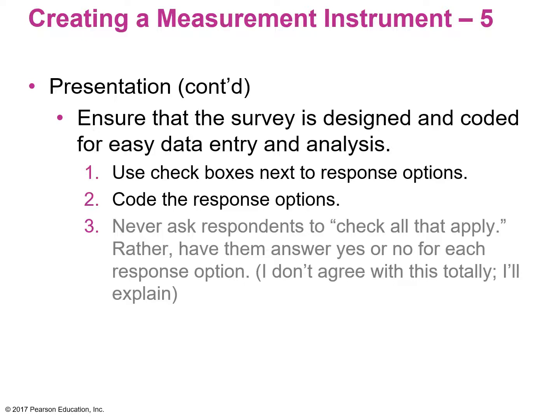And this third point I made gray because I don't necessarily agree with it. It says, never ask respondents to check all that apply. Rather, have them answer yes or no for each response option. The reason I don't totally agree is that I have had questions like, what type of cancer do you have in your family history? And there was a list of maybe 20 types of cancers, definitely more than 10, I think.